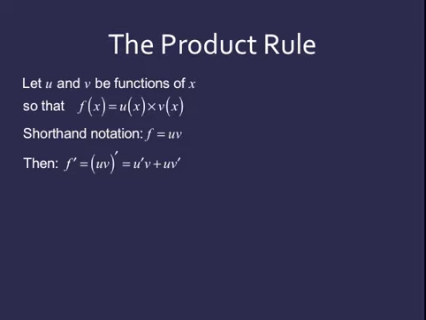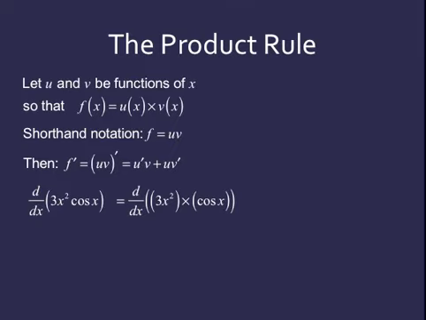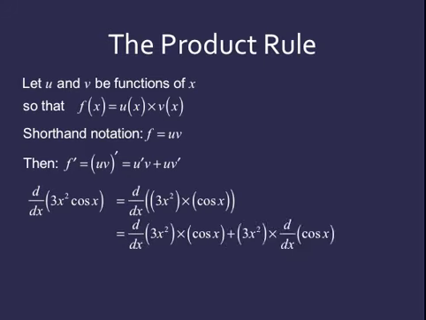This is probably best explained using an example. If we take the example, the differential of 3x² cos x, that's really equal to 3x² multiplied by cos x. Now writing this out in full, using the rule, it will be the differential of the 3x² term times cos x, as cos x is the v term, plus 3x², our u term, multiplied by the differential of the v term, cos x.